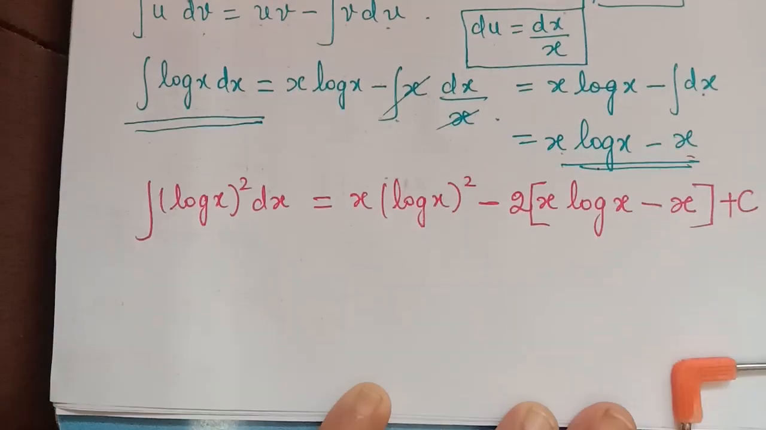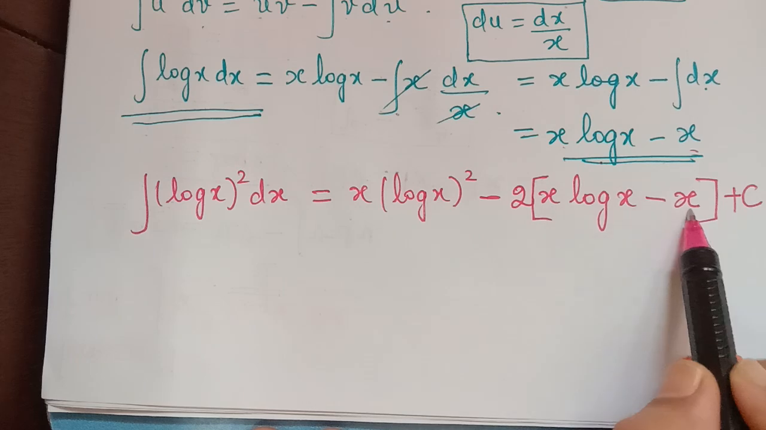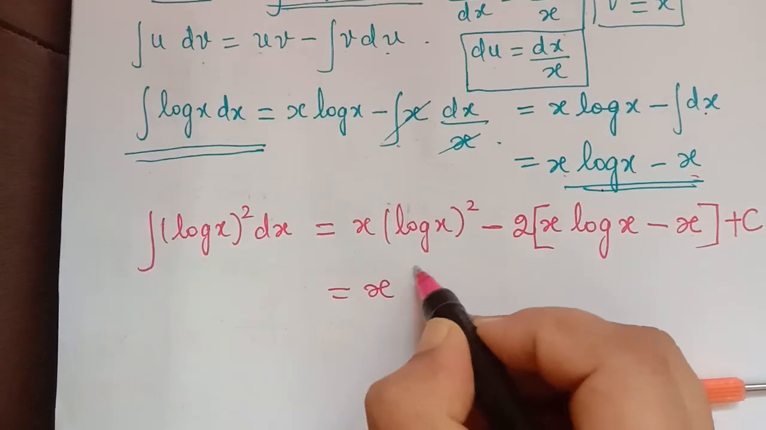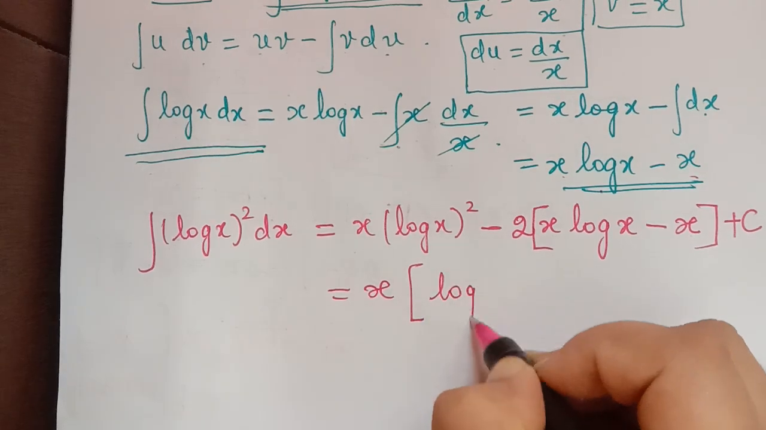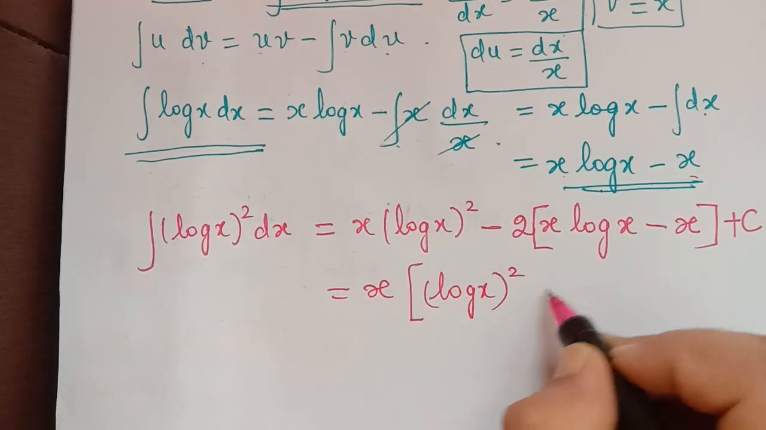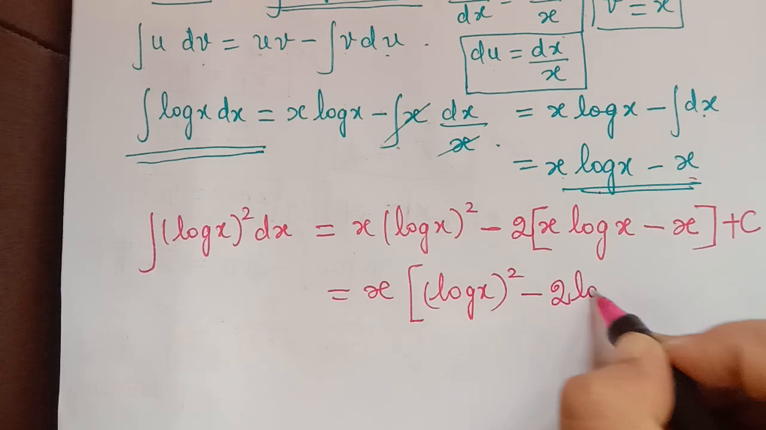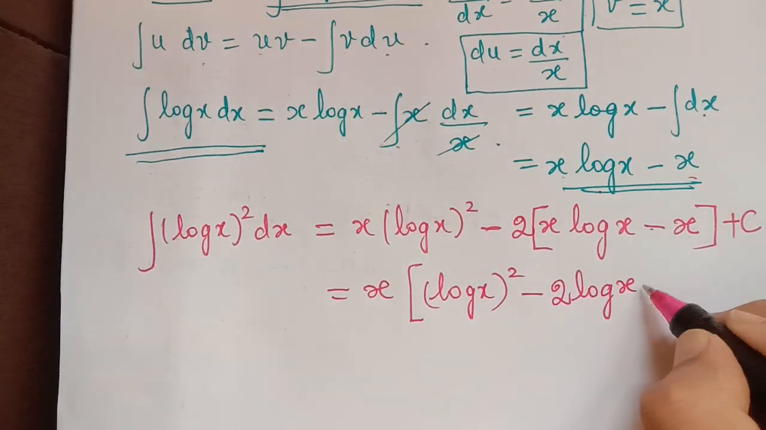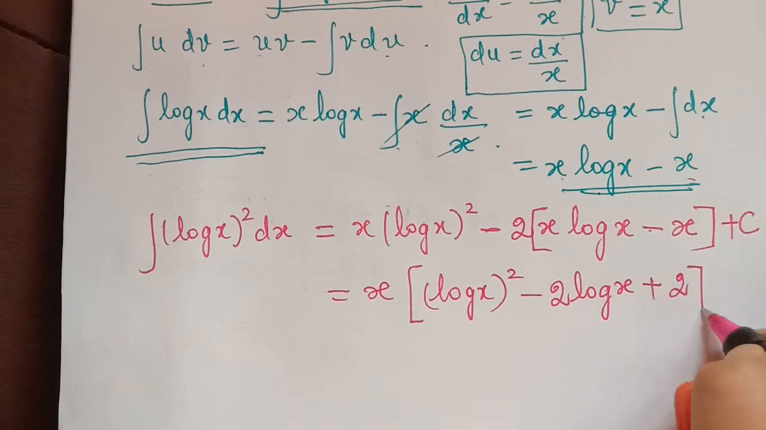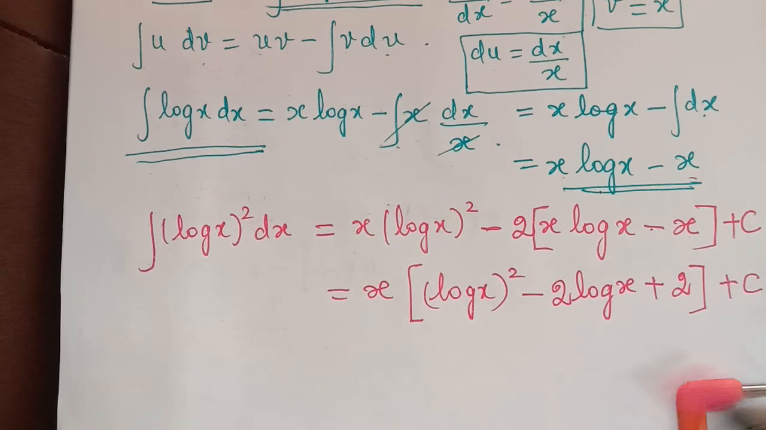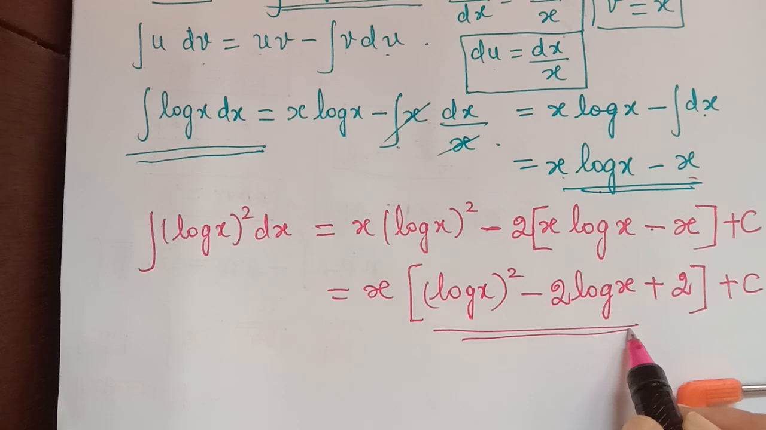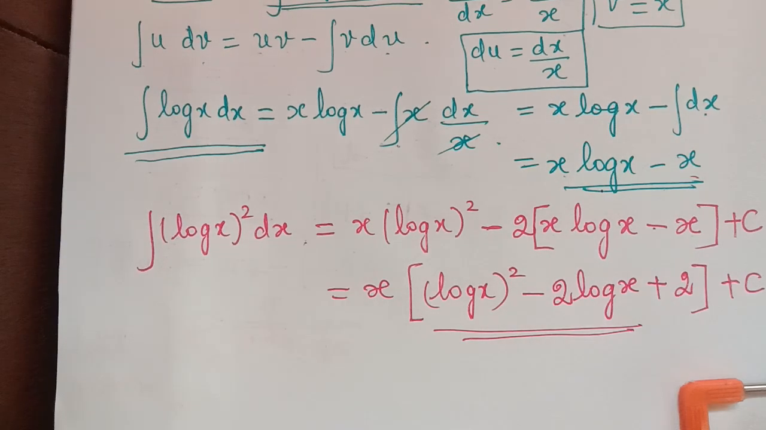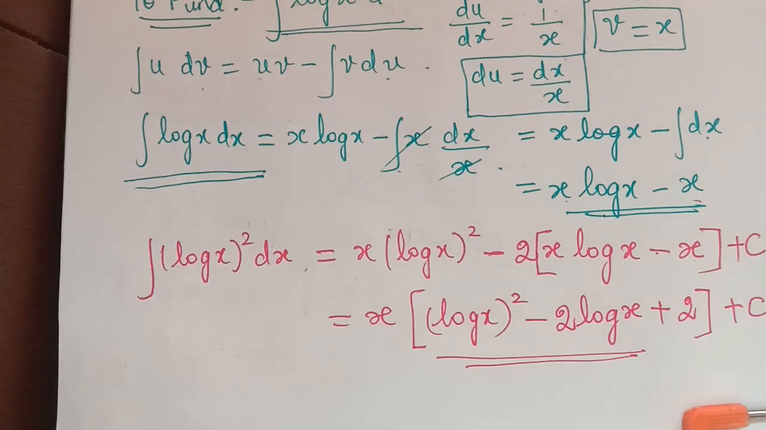Now if we observe that x is common in all the three terms, so that can be taken out. So x multiplied with (log x) the whole squared minus 2 log x, and then this minus into minus becomes plus 2, plus c. So this is the answer that we obtain after integrating (log x) the whole squared dx. Hope you have understood this problem. Thank you.